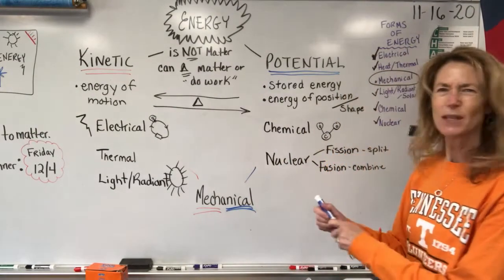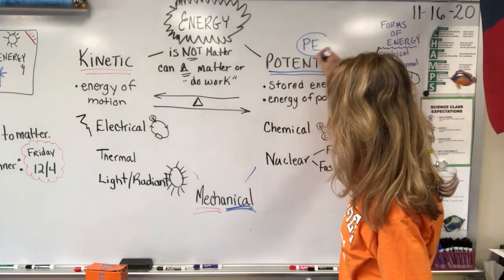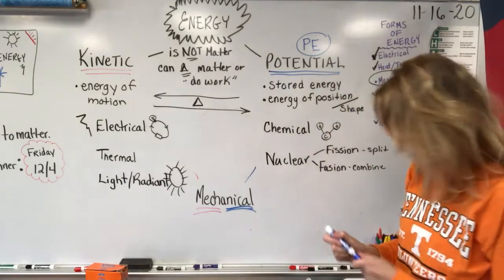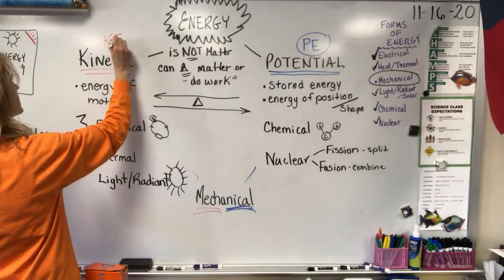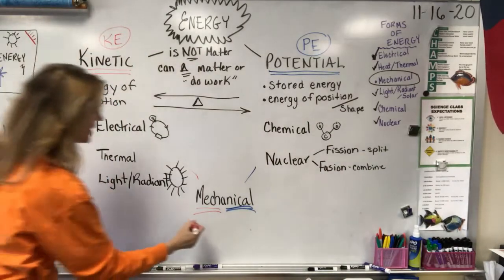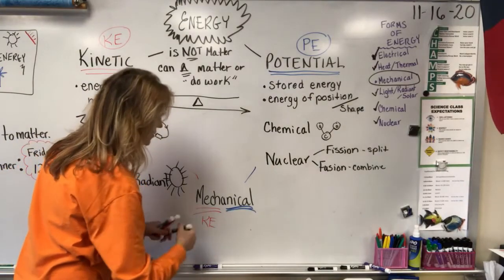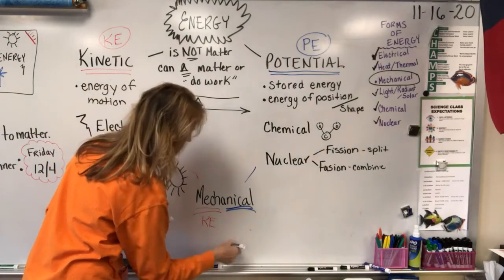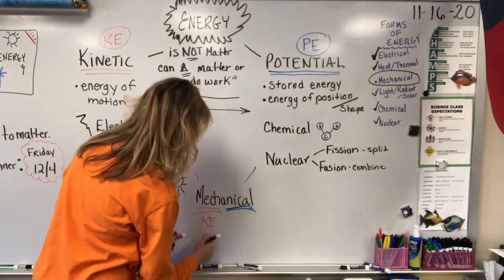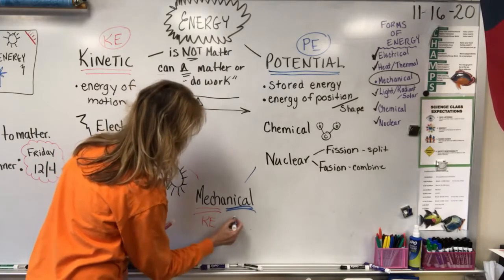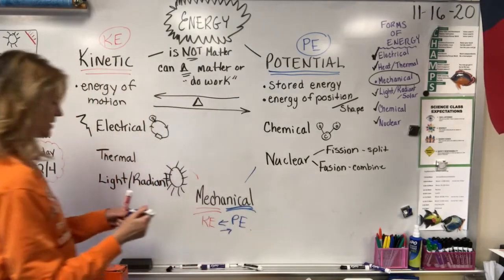I'm going to put a PE here, that's a short way that we write potential energy. And a KE here, that's the short way that we write kinetic energy, so that I can do this. Kinetic energy and potential energy. Oh, that's that bad marker again. I better throw it away. Oh well. I'm going to use blue. Potential energy. Just kind of going back and forth, right, with those.